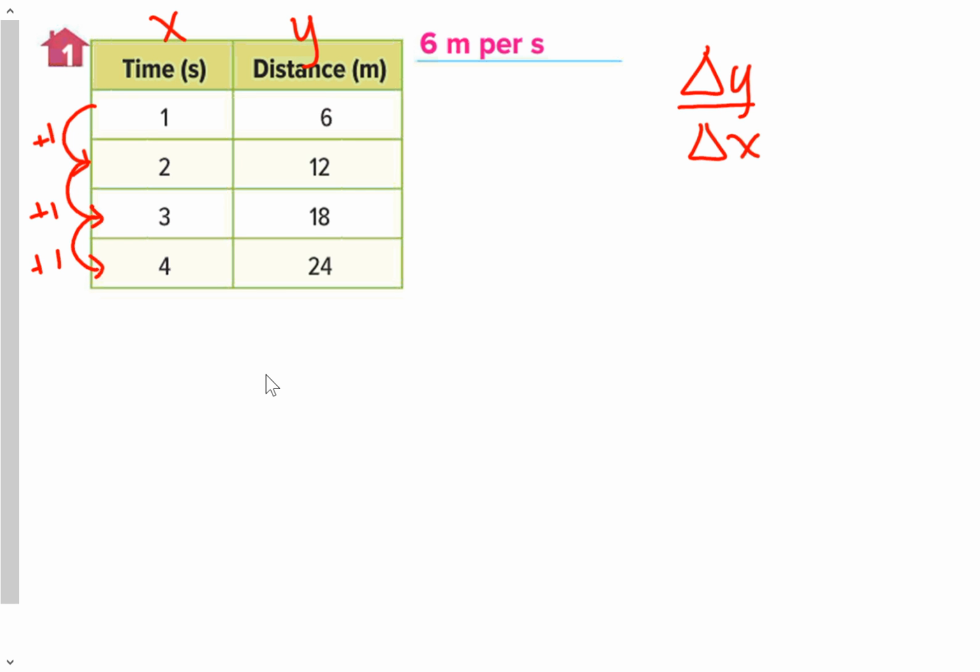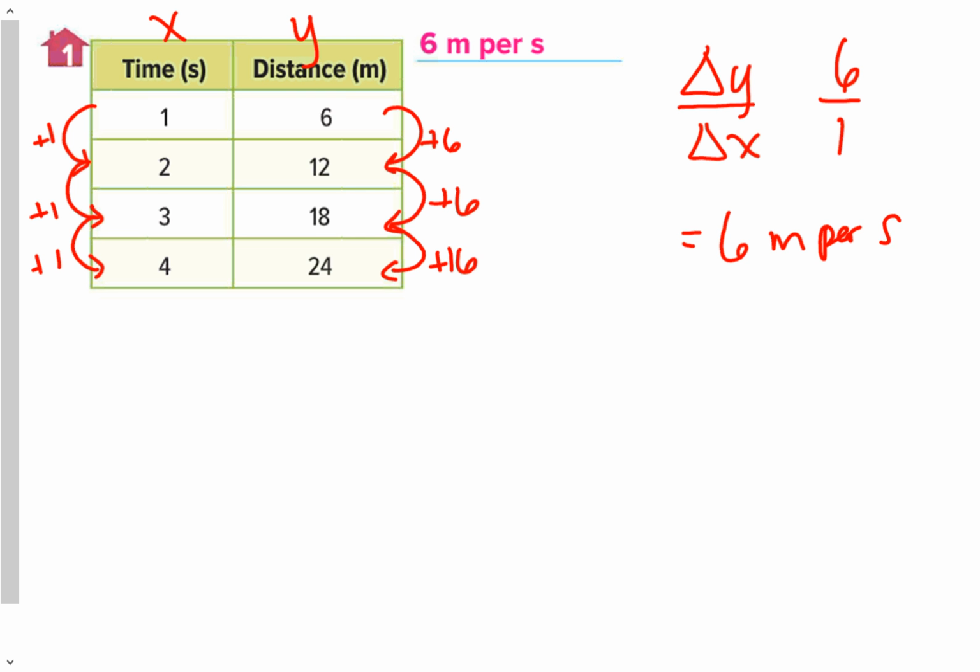And then our change in y's, we went from 6 to 12. So you can do 12 minus 6, that's plus 6. From 12 to 18, so 18 minus 12 is again plus 6. And then 18 to 24, again, that's another plus 6. So our change in y was 6 over 1. So that equals 6 meters per second.